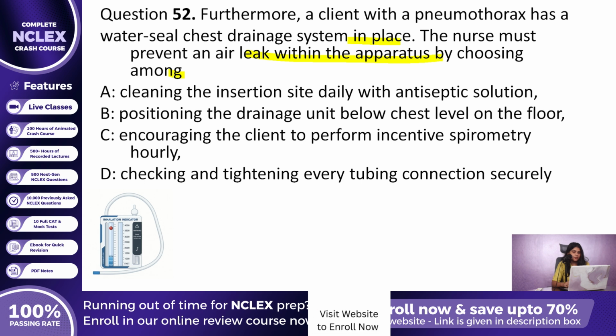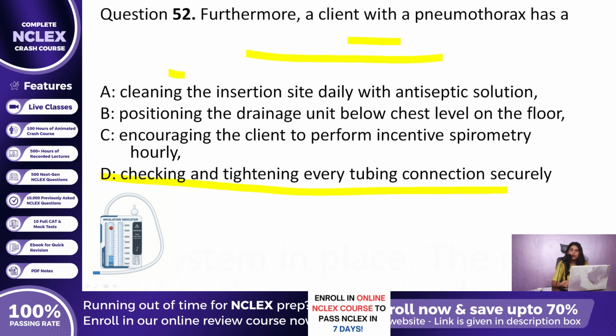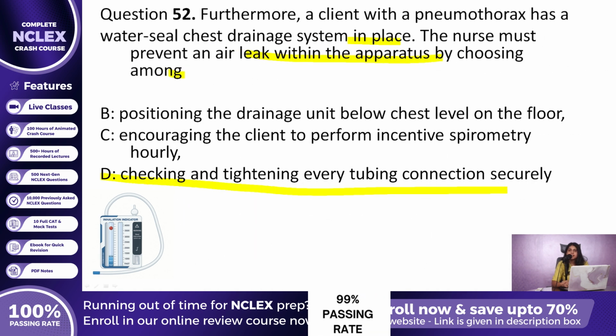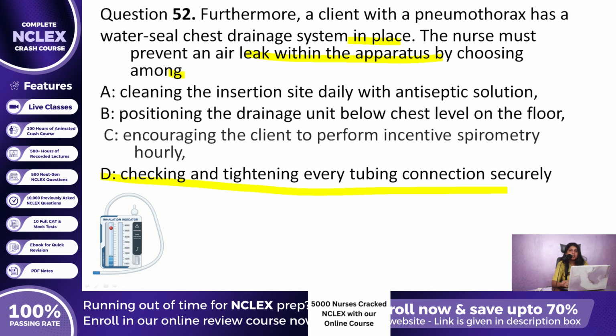Checking and tightening every tubing connection securely. The most effective intervention is D. Checking and tightening every tubing connection, because loose or damaged connectors allow outside air into the system, disrupting the one-way valve and impeding lung re-expansion.